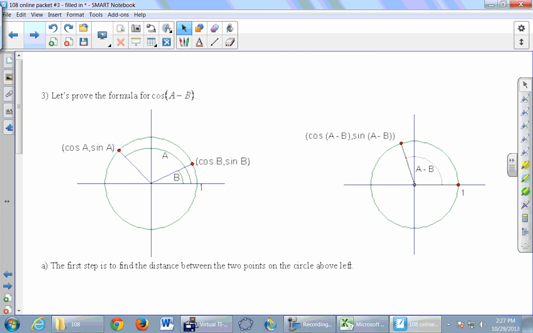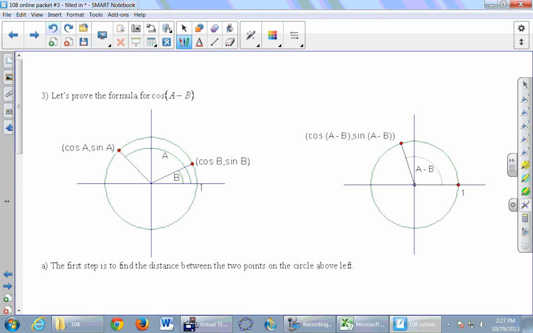Now we're going to prove the formula for cosine of a minus b by following these steps right here. So take a look at the diagram on the left-hand side. The first thing is that this angle right here is marked as b, which means that this point right here is cosine b, sine b. That tells me that I'm on the unit circle. And then the bigger angle is a, so we know that this point right here is cosine a, comma, sine a. So far, so good.